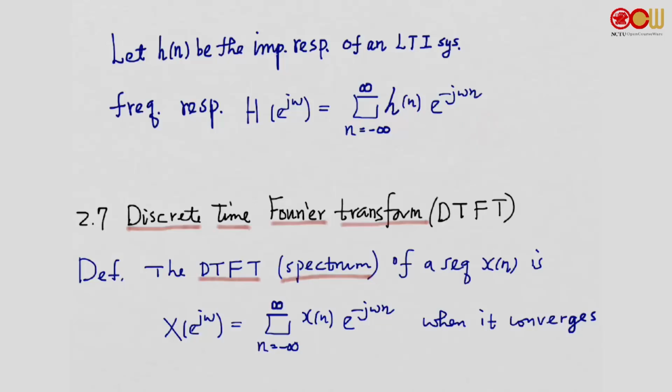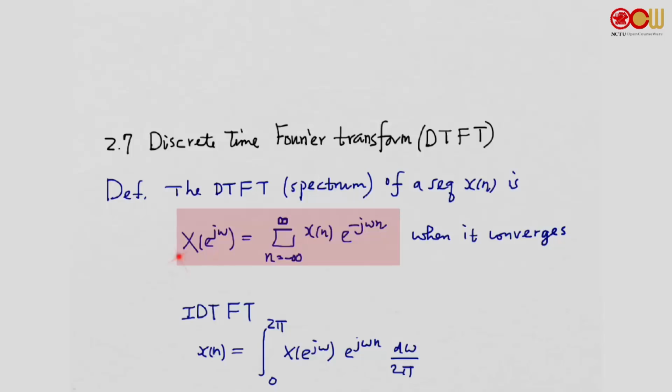So, if this is the impulse response of an LTI system, we say this is the frequency response of the system. And if this is an arbitrary sequence, we say this is the spectrum of the sequence. From the sequence, we can compute the spectrum. This is called DTFT. And from the spectrum, we can also compute the sequence. This is called inverse DTFT.